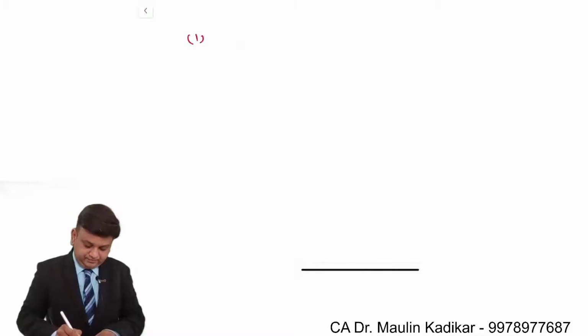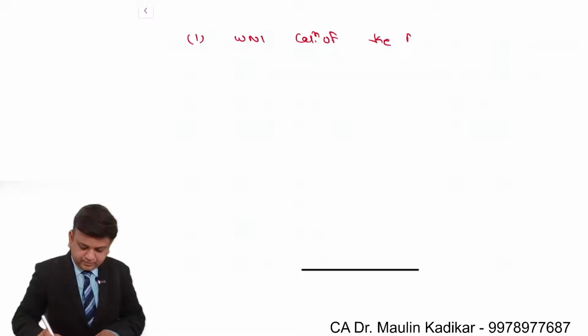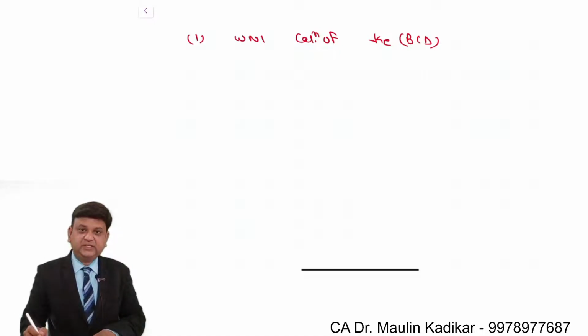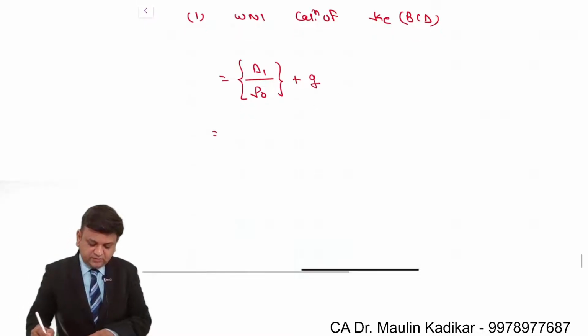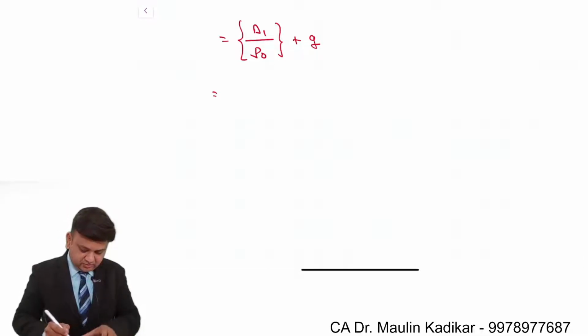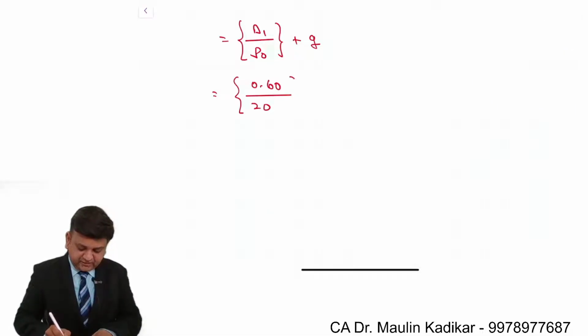In that, write down working note number 1, calculation of cost of equity. In brackets I am writing precisely this is for BCD Limited. It is D1 divided by P0 plus G. Using the existing information, dear students, what is D1? D1 is 0.60. What is P0? P0 is 20 rupees. And what is the current growth rate? Current growth rate is 7%.